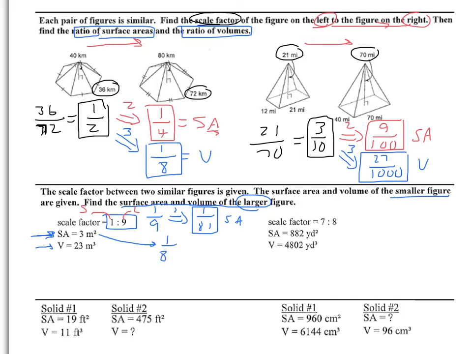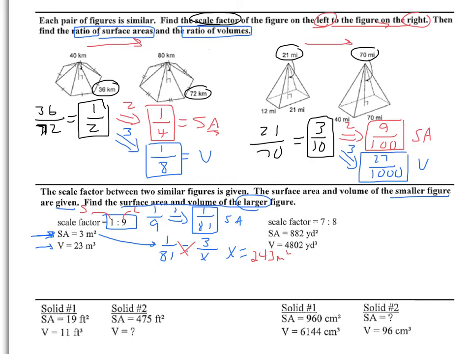So I go 1 over 81 equals, now 3 is the surface area of the smaller figure. Okay? Because they told us that they gave us the smaller one. So I go 3 over an unknown. If I cross multiply, I get x equal to 243. The units are given, it's meters squared.